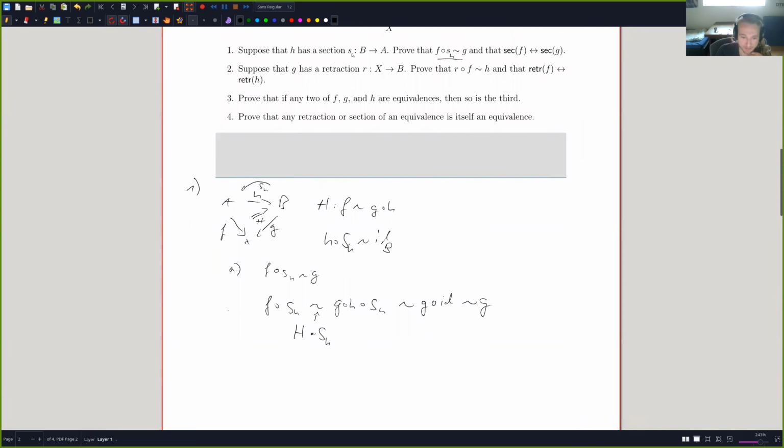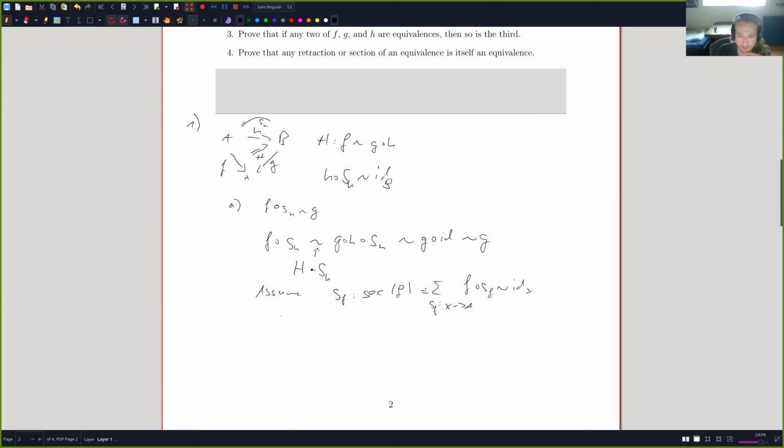And now we assume we have a section of F. Assume we have SF, a section of F. And just to remind you again, what is a section of F? By definition, that would be a function SF from X to A, such that F after SF is homotopic to the identity on X. Yeah, and we leave the second component here implicit. So to be very precise, we would have to write SF and the homotopy H SF or something like that.